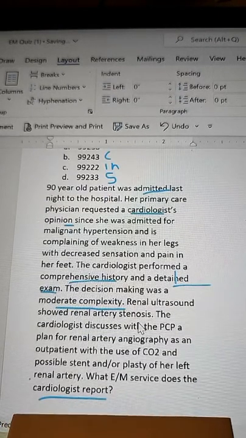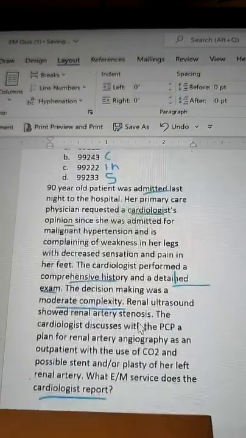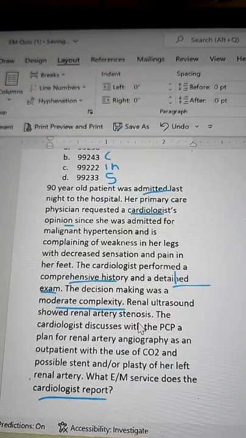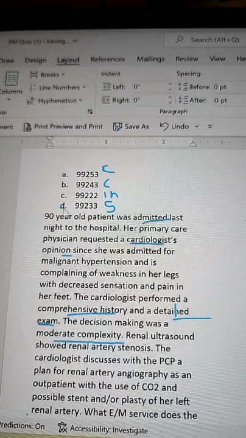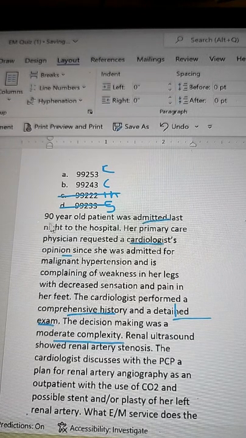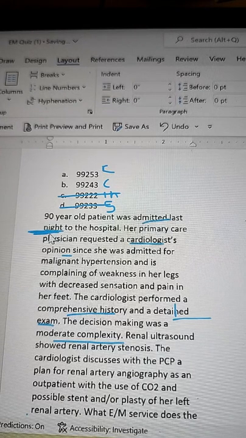They did, for her malignant hypertension. So she's definitely not a subsequent. She's definitely not an initial hospital visit because they were admitted last night. Last night is a different day. People don't get admitted last night and see patients today for initial. So it's a difference between the two consults.